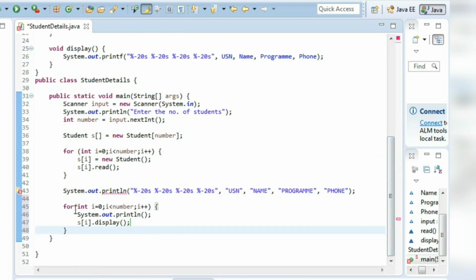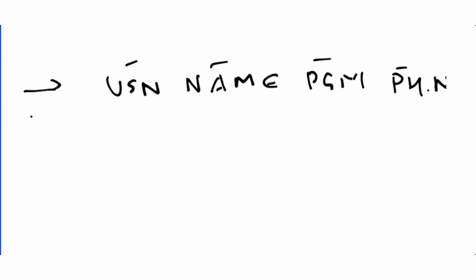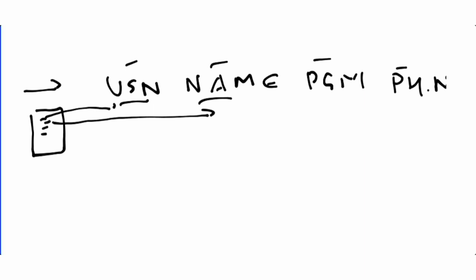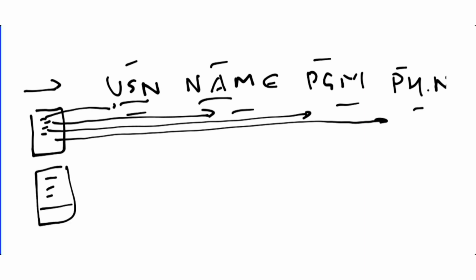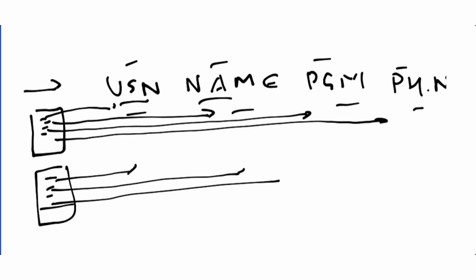When we call s of 0 dot display, s of 1 dot display, each object will have USN, name, program and phone number. So each of these will be displayed one by one under these headings. The name, program and phone number will be printed here, and then we go to the second object. For the second object also, the name, phone number, program and USN will be printed here.